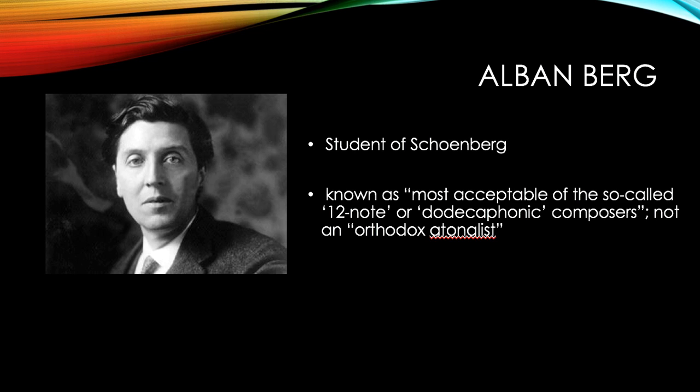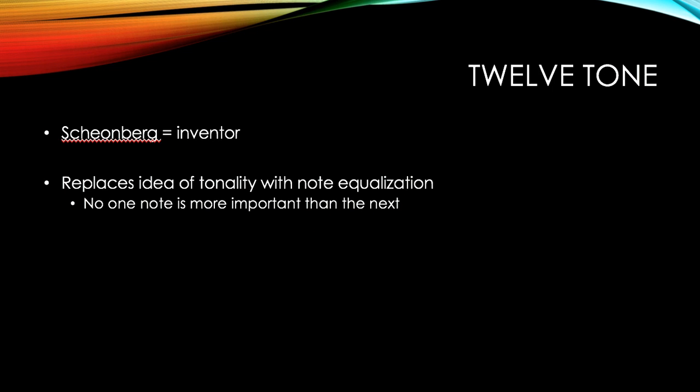Berg is known as the most acceptable of the so-called 12-note composers, not an orthodox atonalist. There's a lot of formal structure, but the emotional content is what stays with the listener. Berg uses a 12-tone method in this composition.